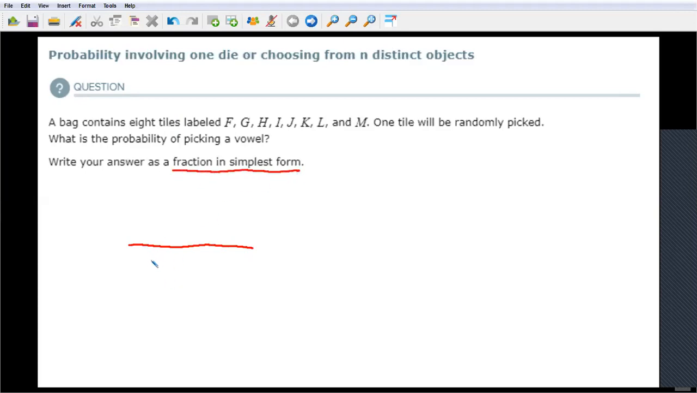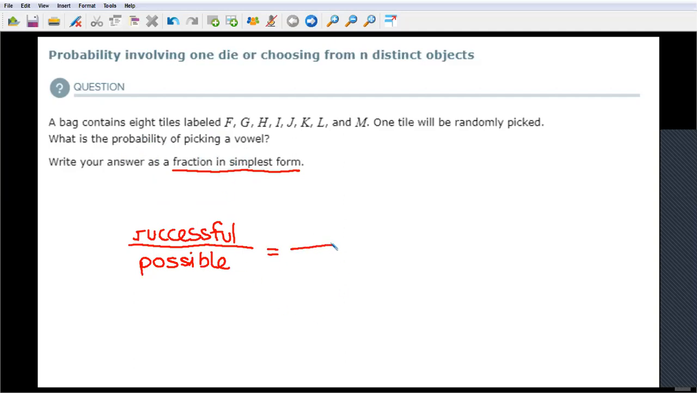The big thing you want to know is that the bottom of your fraction is going to be all of your possible outcomes. So however many different outcomes you could possibly have is going to go on the bottom. On the top, it will be the different outcomes that are going to make your situation happen or make your situation successful. So for this one, what would go on top is how many different letters we could pick that will end with us picking a vowel.